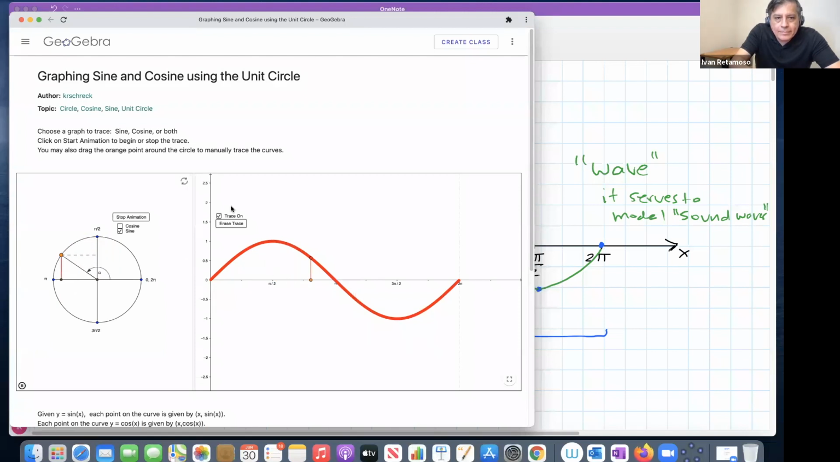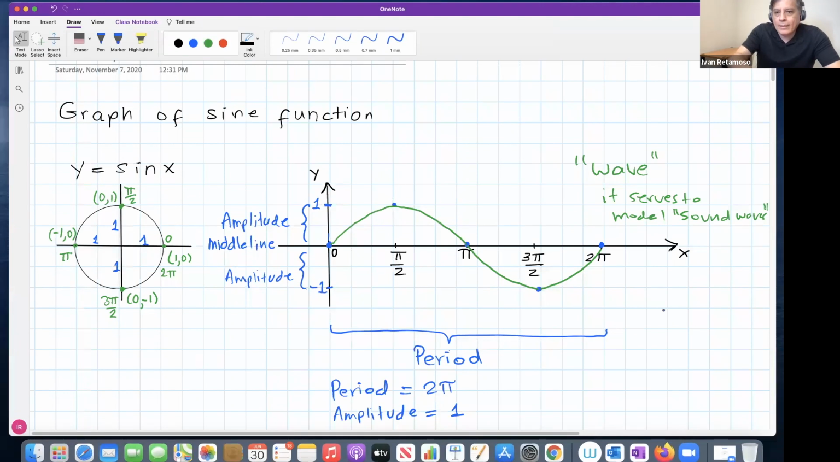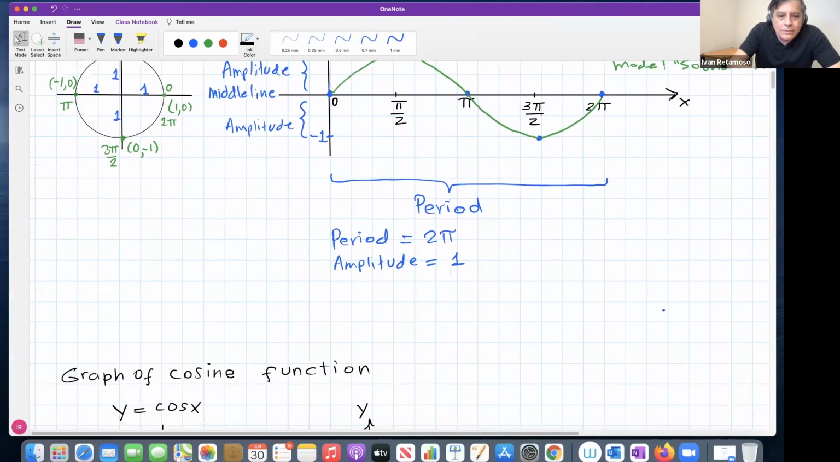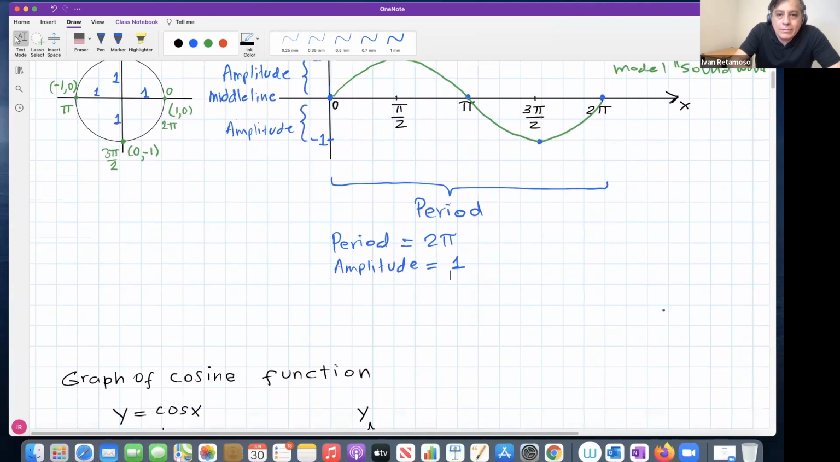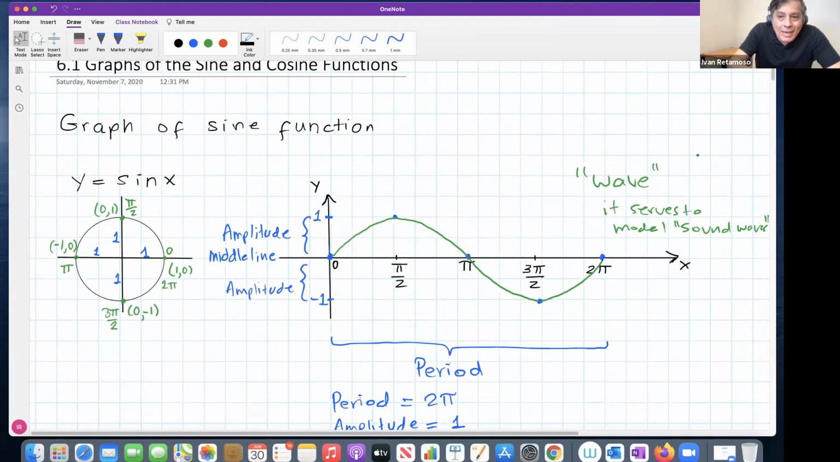All right, now let's see. Let's take a look at the other main graph that we're going to talk about. It's the one that corresponds to the cosine function. This was for sine. We're going to call it a wave, right? A wave like this, right?